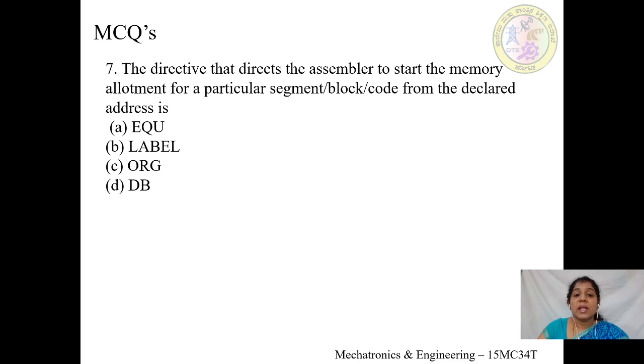Seventh one. The directive that directs the assembler to start the memory allotment for a particular segment or a block or a code from the declared address is option A equate, option B label, option C origin, option D define byte. The directive that directs the assembler to start the memory allotment, which one? Yes, it is origin. That is option C.